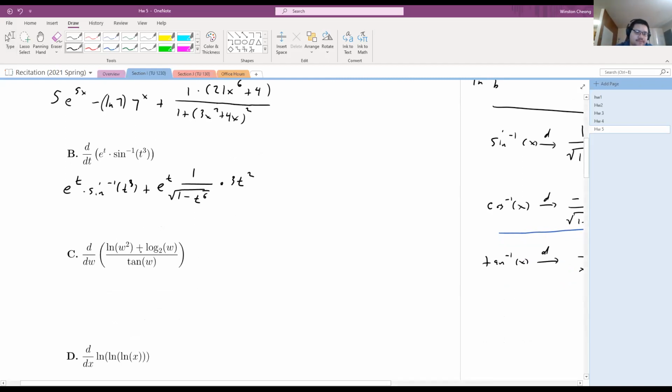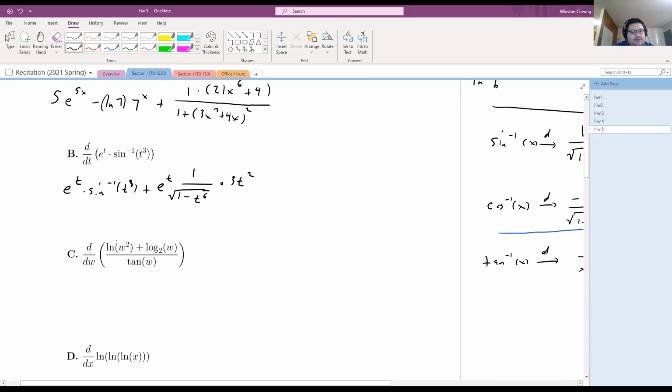Okay, C. You can tell that this has a quotient rule because it's a quotient of two functions. Should I do it that way or not? Let me think. Yeah, it's slightly better to do it this way.